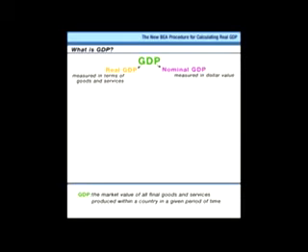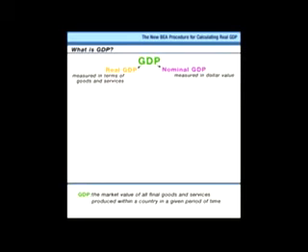Let's look at an example to remind ourselves of how real gross domestic product works. And as we work through this example, we'll see a problem that arises in the course of calculating the change in real gross domestic product from one year to another. Let's start with year one.